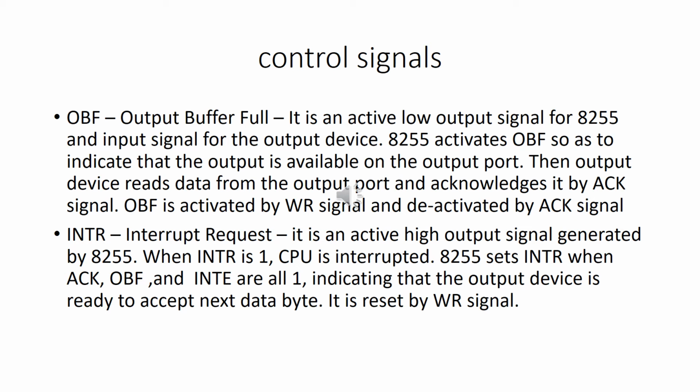Next control signals are OBF and INTR. OBF is output buffer full. It is an active low output signal for 8255 and input signal for the output device. Now when the 8255 is connected to the output device, OBF is used. 8255 activates OBF so that it can indicate the output is available on the output port. Then the output device reads the data from the output port and acknowledges it by the ACK signal, that is acknowledgement signal. OBF is activated by WR, that is write signal, and deactivated by acknowledge signal.